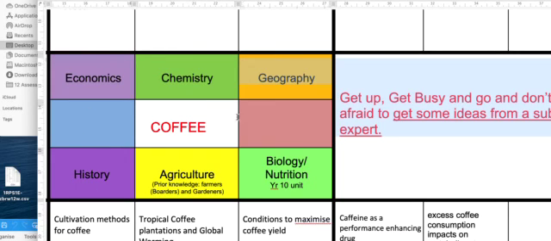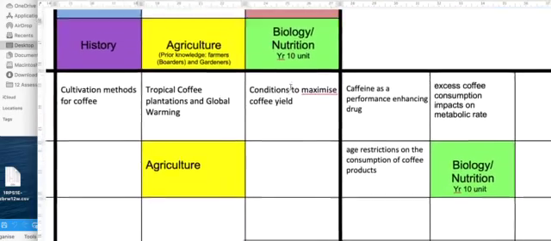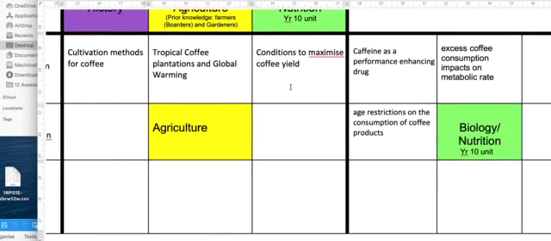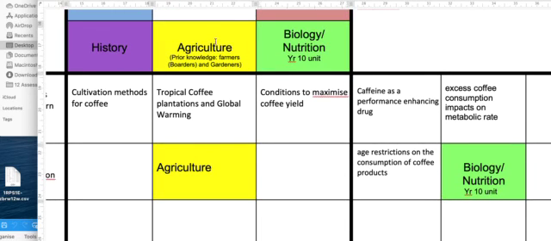So let's look, for instance, at the idea of how could we apply the concept of agriculture to coffee. We do what we've discussed, which is we take agriculture, we place it now in our Lotus diagram as one of the petals of the flower, and we say, well, from an agricultural point of view, we could look at cultivation methods for coffee. We could look at tropical coffee plantations and global warming. We could look at conditions to maximize coffee yield.